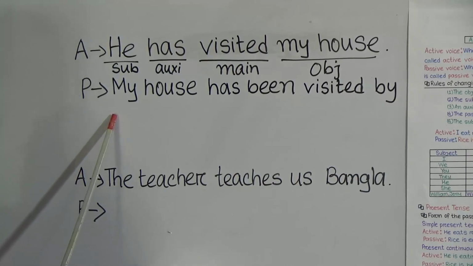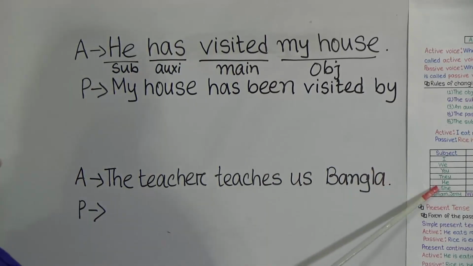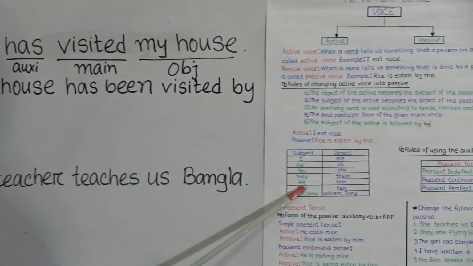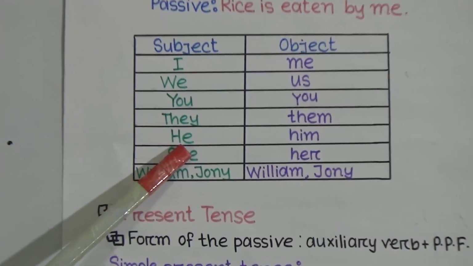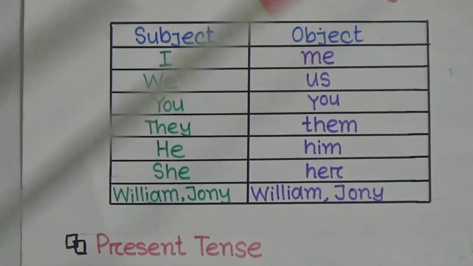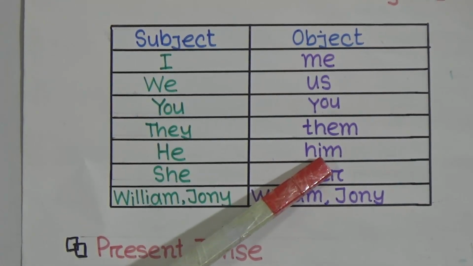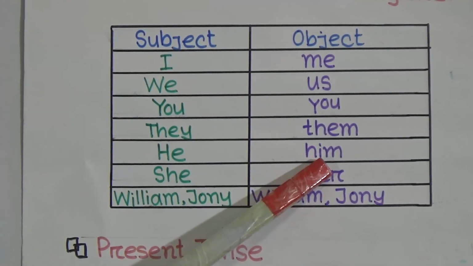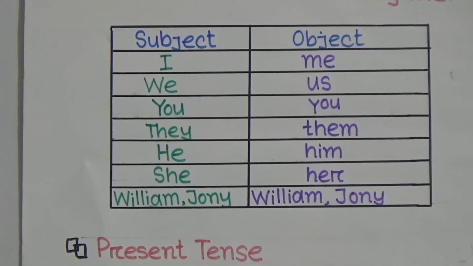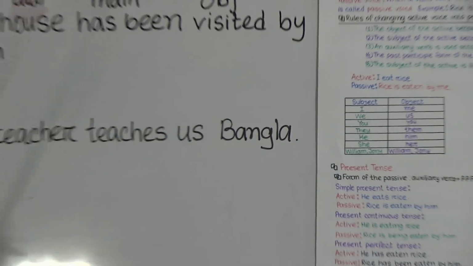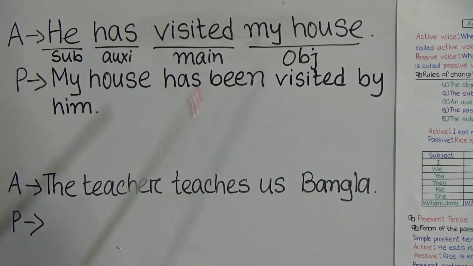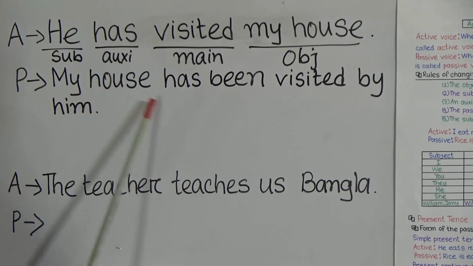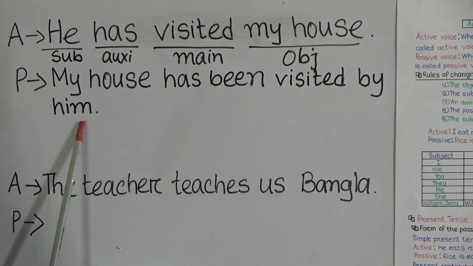He will be, look, come to this chart. We have learned that he will be he. If the subject is he in active voice, while making it passive, we have to write him. So here in this sentence, we have to write him. My house has been visited by him. The passive form of this given sentence will be: my house has been visited by him.